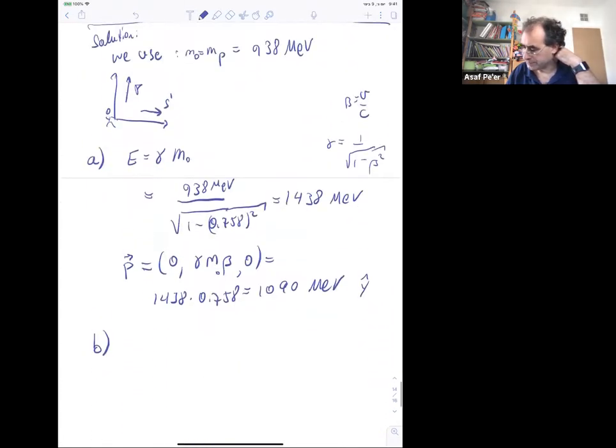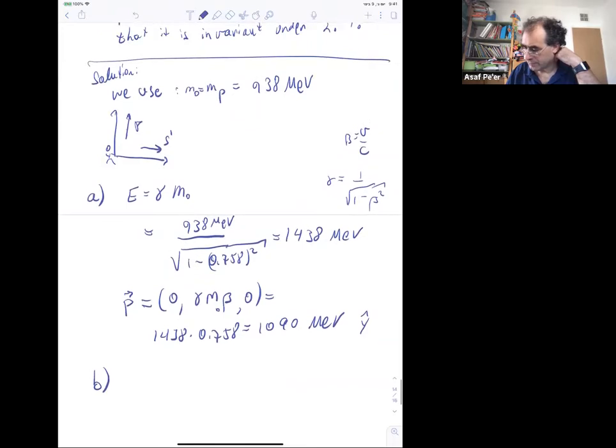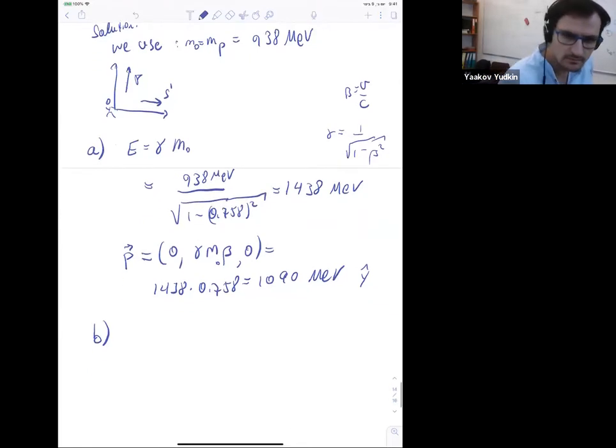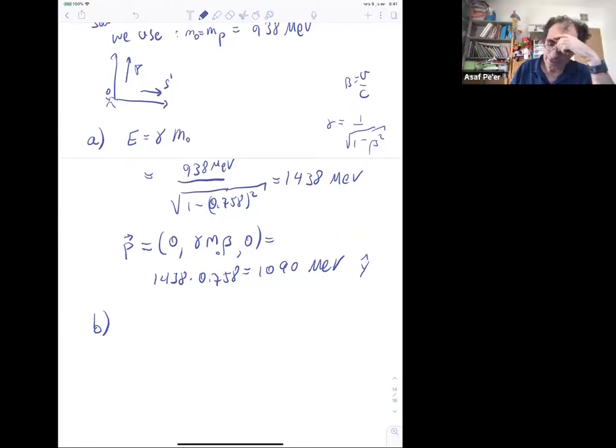So what do we need to do? By the way, as you've seen in part A, there was no Lorentz transformation involved, just the use of the energy and momentum definition. Now let's do part B. What do we do in part B? Now we do need to make a Lorentz transformation. You write the matrix and then multiply it by the solution from A.